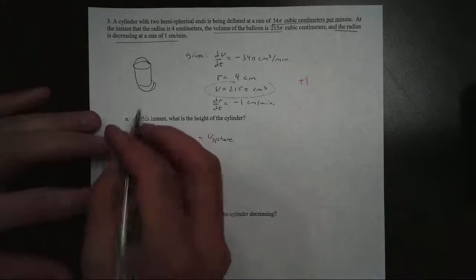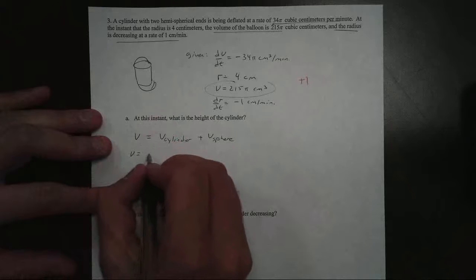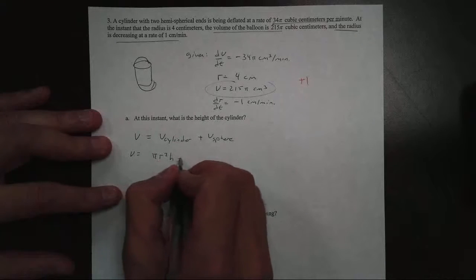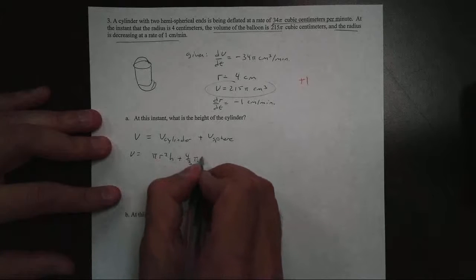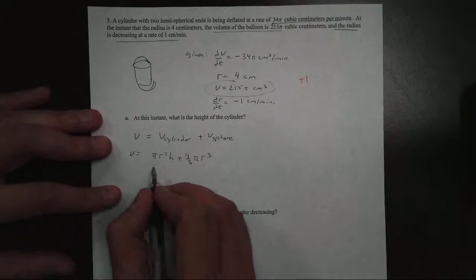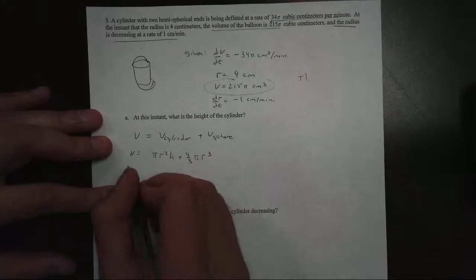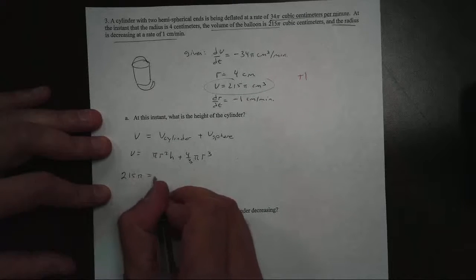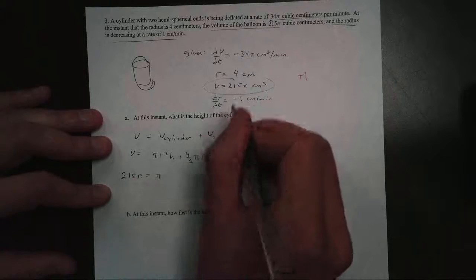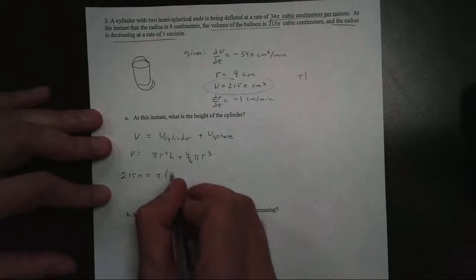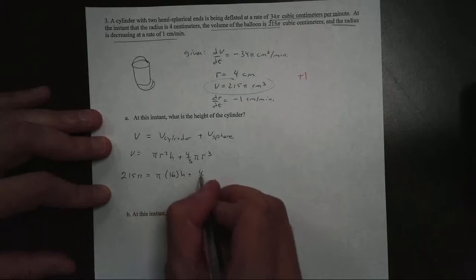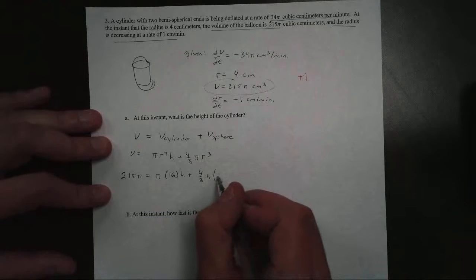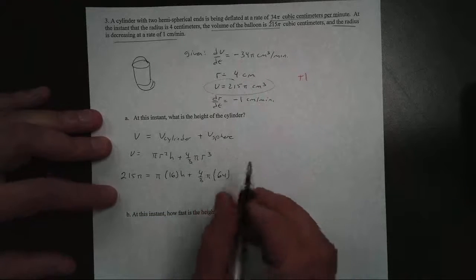There we go. Easy. So my volume formula becomes V equals pi r squared h plus 4/3 pi r cubed. And I can just plug in everything. I know all this stuff. They tell me the volume. That's 215 pi equals pi. They tell me the radius is 4, that becomes 16h, plus 4/3 pi. We know what r is. It's 4. 4 cubed is 64.